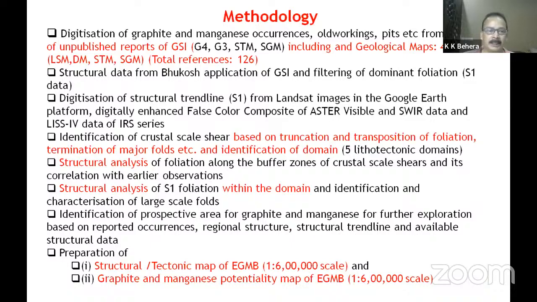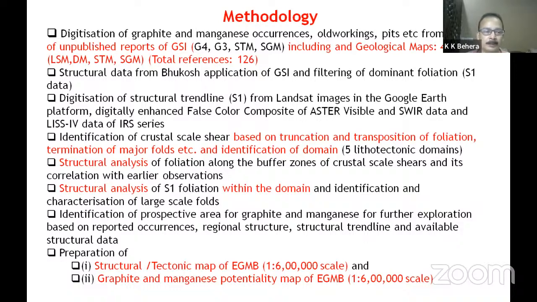For that, GSI has done a lot of work on graphite and manganese in the Eastern Ghats. What we did was digitize the graphite and manganese occurrences, old workings, pits, etc. We have considered around 87 unpublished GSI reports, basically of G4, G3 or STM, and some systematic geological mapping. It includes 471 maps, including large-scale geological maps, detailed maps, STM, and systematic geological maps. First was digitization of graphite and manganese.